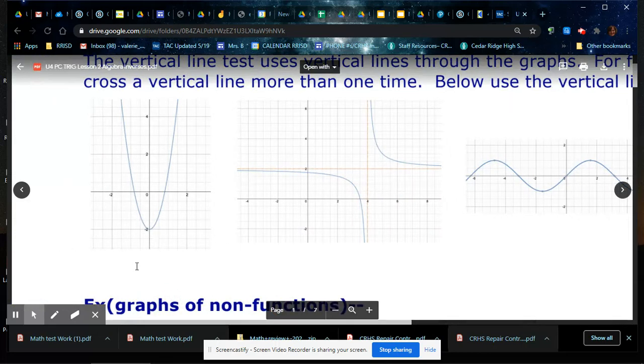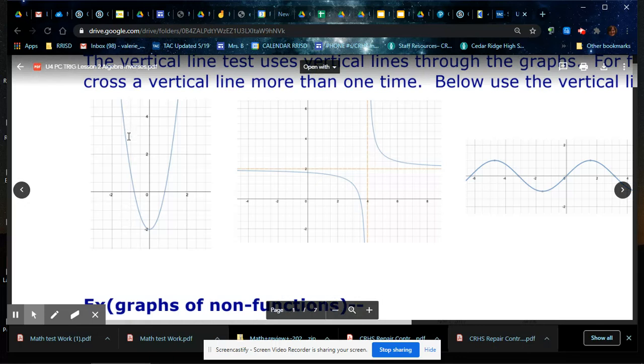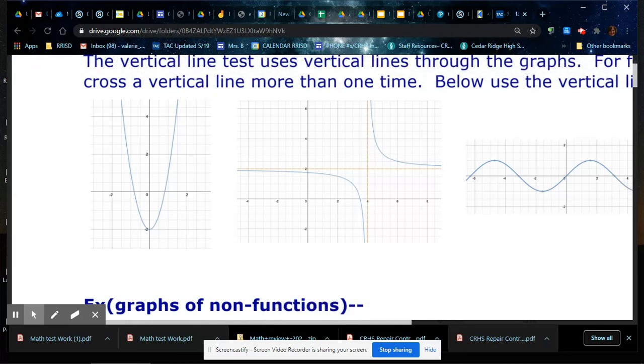So the way you would check to see if a graph is a function is by checking with the vertical line test, right? Just draw a line through it vertically. If it touches the function only once, then you're good to go. It is a function then, right? All of these, if you put a vertical line anywhere on this, it's only crossing that one time, so it's a function.